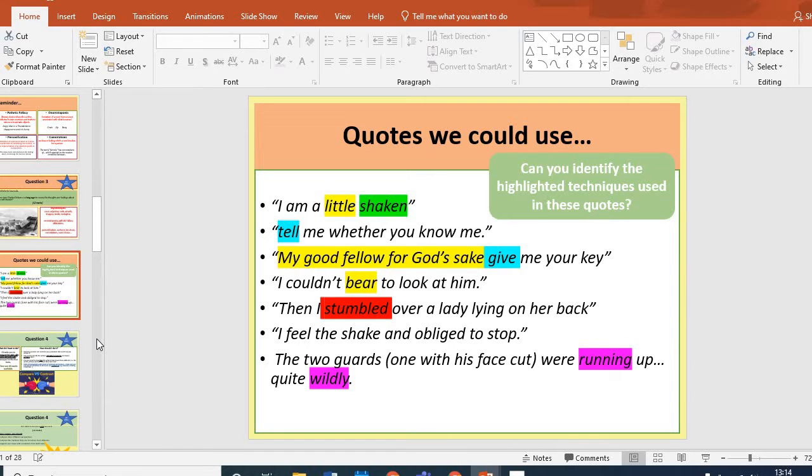So you probably want to pause the video to do that. So once you've found the quotes, label each of the highlighted words with what technique they are.